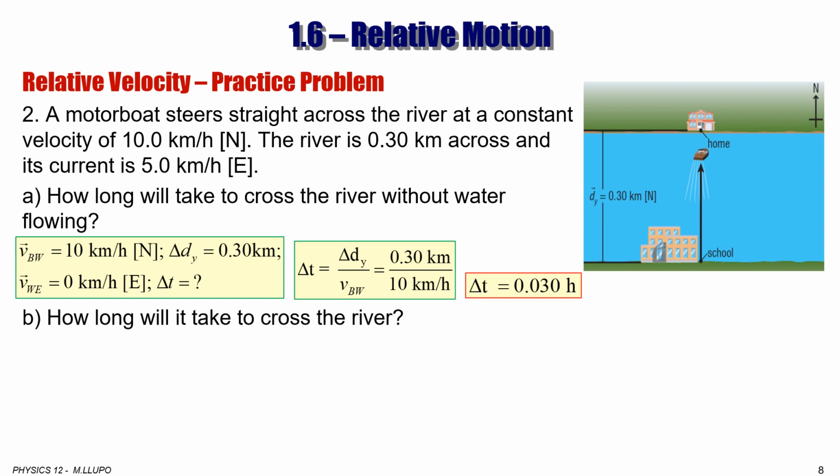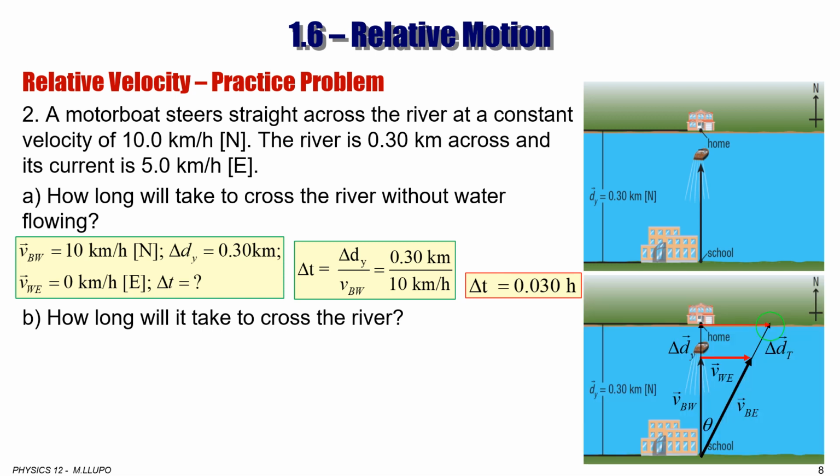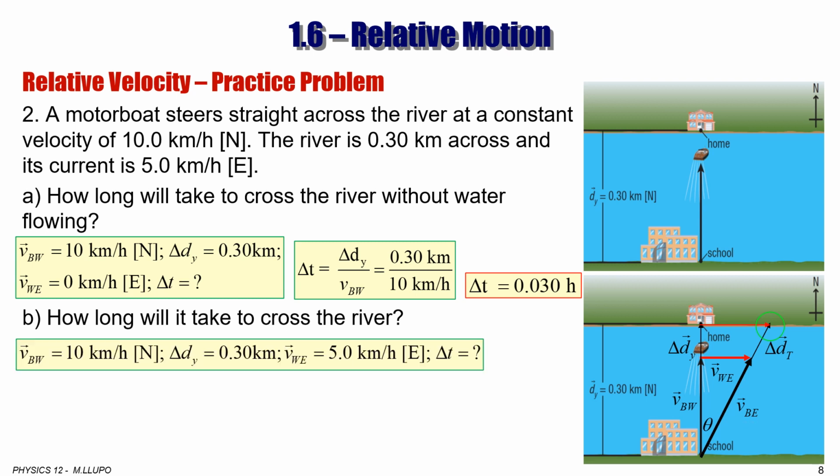Would this be different if there is a flow of 5 kilometers per hour when crossing the river? So how long will it take to cross a river in normal circumstances when there is a flow of 5 kilometers per hour east? Then what we do, take a look. We have two motions now. It's a motion of the boat relative to water and motion of the water relative to earth. So it is two vectors, and we use a total vector, or vector that represents velocity of boat relative to earth. So what we do is just as we do with two-dimensional vectors.